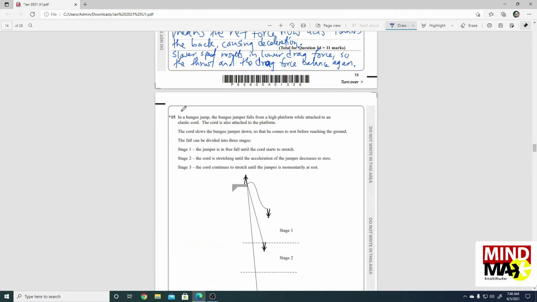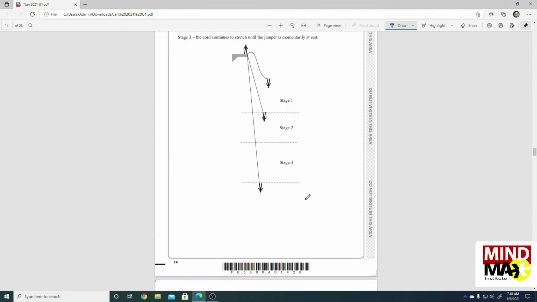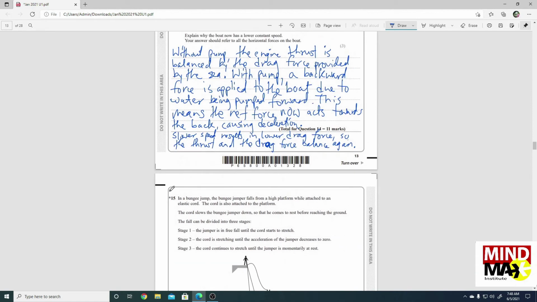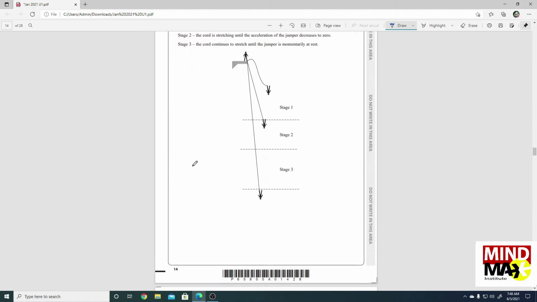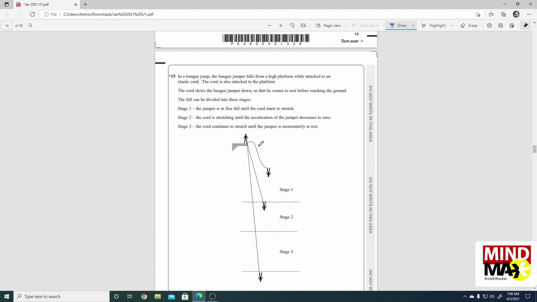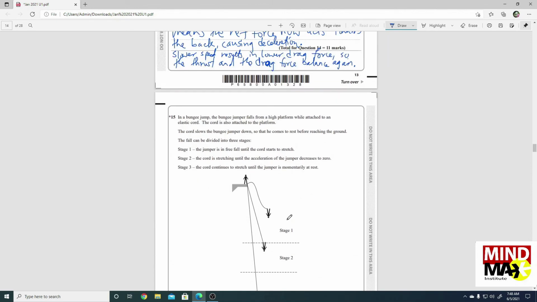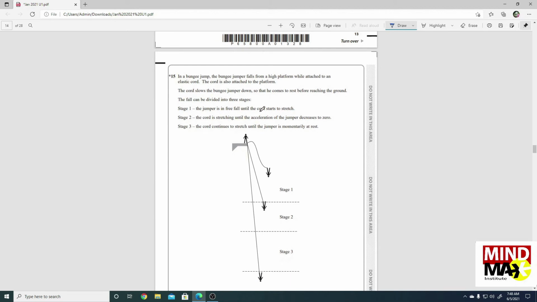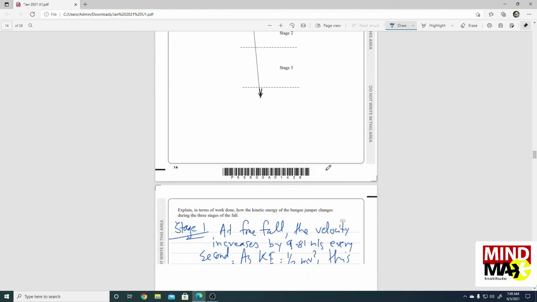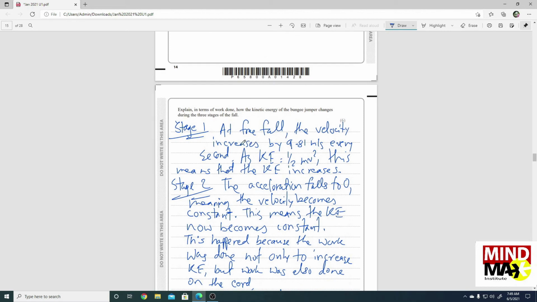Number 15, star mark questions require you to be very descriptive. You have to describe everything as much as you can. These star mark questions are almost always 6 marks long, right? So you have to describe these 3 stages. So the first stage, they have said the jumper is in free fall until the cord starts to stretch. Free fall means what? It's falling at acceleration due to gravity. So that's why I said at free fall, the velocity increases by 9.8 meters per second every second.